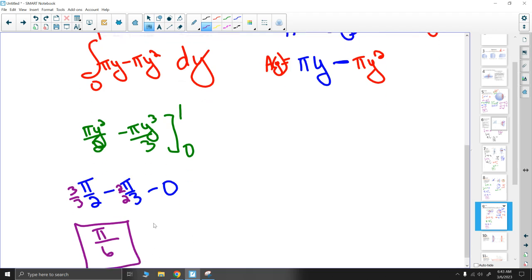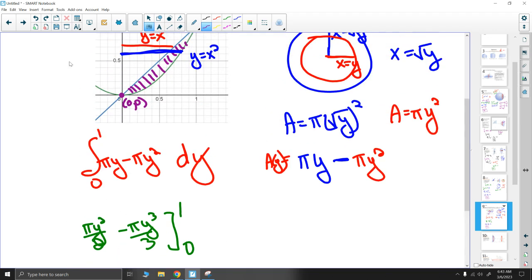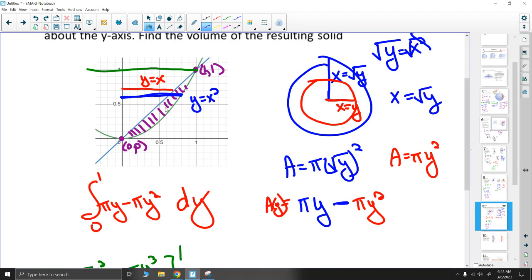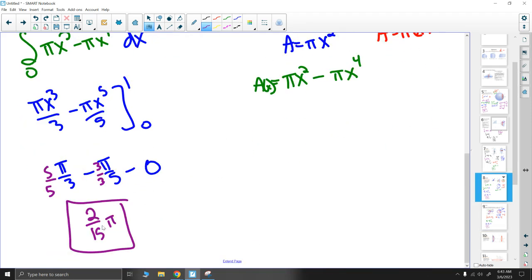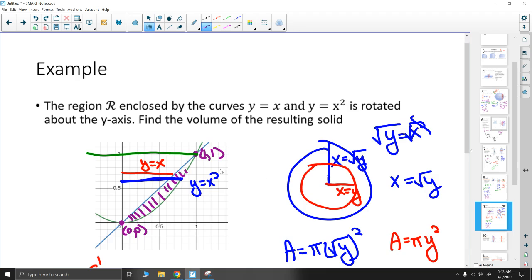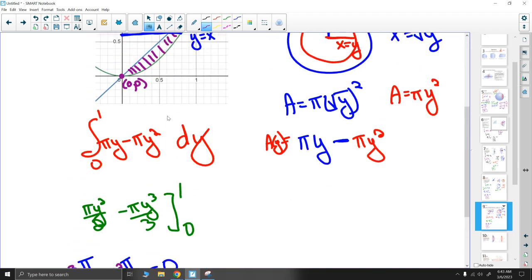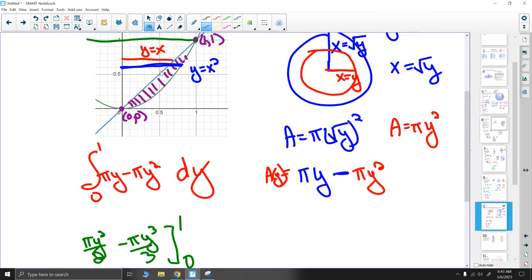So depending on what we revolve it around, changes what the actual volume would be of this solid. Our previous one was 2/15 pi, and this one here is pi over 6. Okay, so it's still talking about the same region, but when we rotate it, it creates different solids.